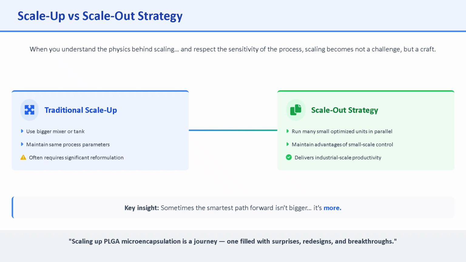Finally, remember that scaling up isn't your only option. Sometimes scaling out, running many small optimized units in parallel, gives you better control and higher consistency with far less risk. When you truly understand the physics behind PLGA microencapsulation, scaling becomes a craft. It's a journey full of surprises, redesigns, and breakthroughs. In the end, it's not about making more particles. It's about making them consistently, predictably, and beautifully, at any scale.